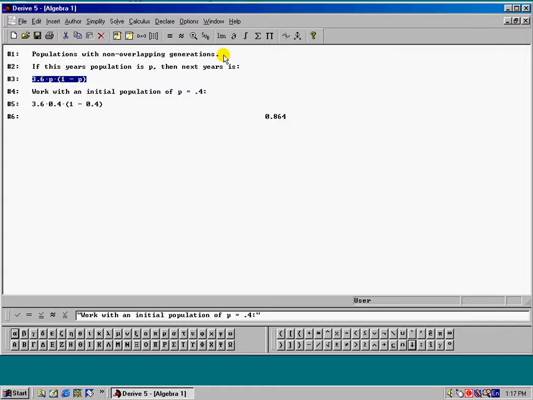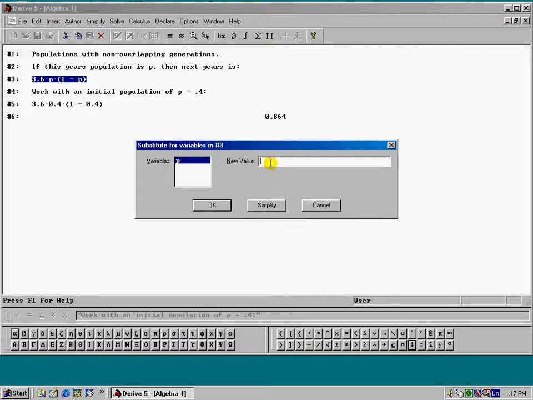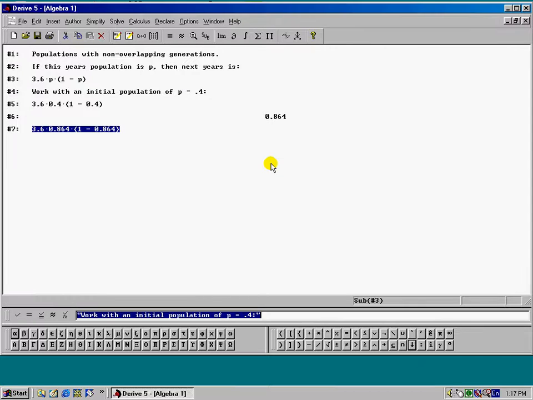We can repeat this. We substitute again, but now we would like to substitute the population of our second year, so the expression in line number 6. Approximate, and you get a new population for the year after of 0.42. We can repeat this many times, but we would like to automate this. And this is where the iterates function comes in.